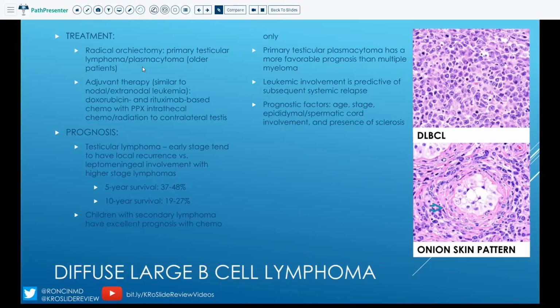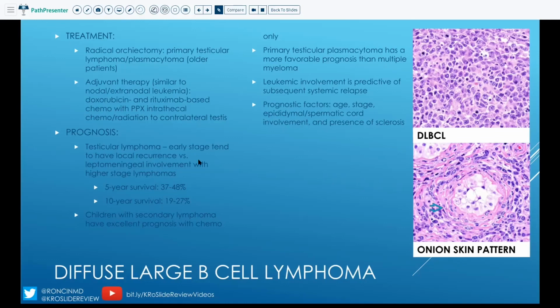Adjuvant therapy will be very similar to leukemias, whether they're nodal or extranodal elsewhere. And they can also do prophylactic, that's what PPX is, prophylactic intrathecal chemotherapy, as well as radiation to the contralateral testes. Now remember, a good number of cases can have bilateral involvement, so you want to consider that.